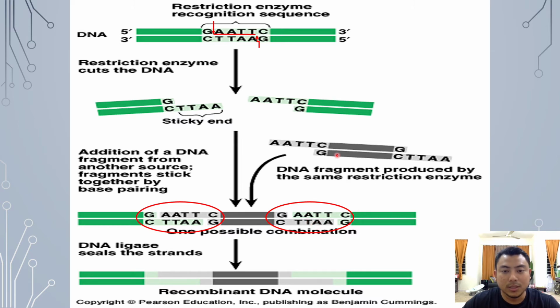Okay, so this DNA fragment produced by the same restriction enzyme, we have the AATT here binds with the AATT here, and this AATT here also will bind with the AATT for this one here as well. So finally, what we have is the recombinant DNA molecule nicely combined with the plasmid and the gene of interest.